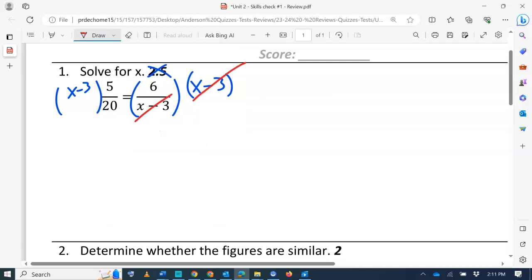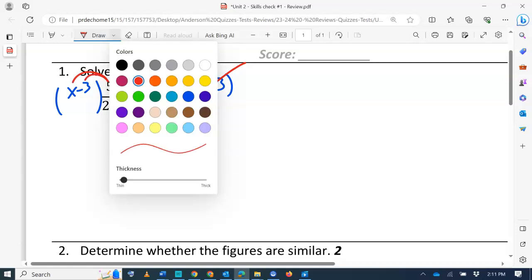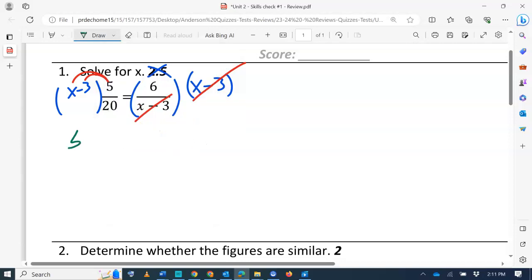That cancels out. We need to distribute this 5 to both the x and the 3. So our left side will become 5x minus 15, all divided by 20, is equal to 6.